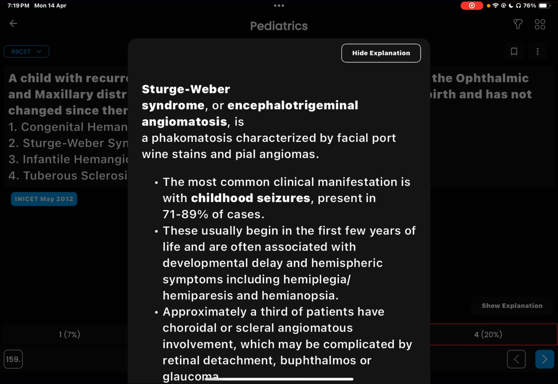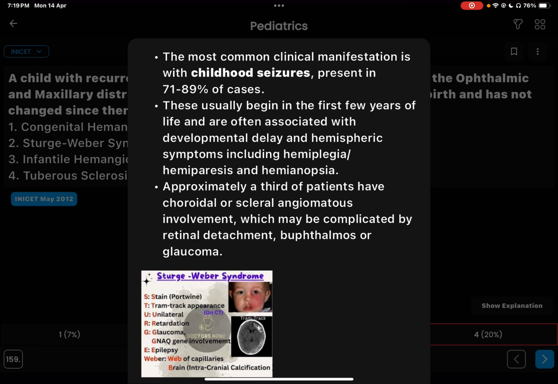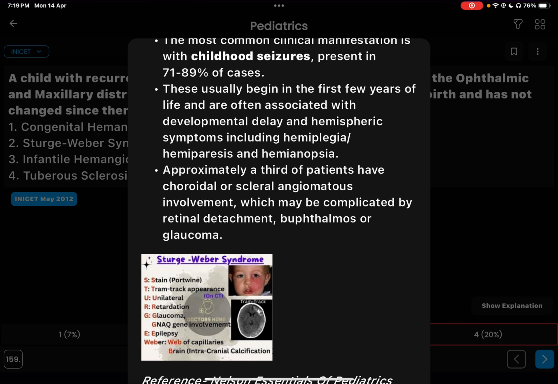Sturge-Weber syndrome's other name is encephalotrigeminal angiomatosis. Encephalotrigeminal angiomatosis is a phacomatosis characterized by facial port wine stains and pial angiomas. Most common childhood manifestation is seizures, present in 90% of the cases. It begins in the first few years of life and is often associated with developmental delay and hemispheric symptoms including hemiplegia, hemiparesis, hemianopsia.